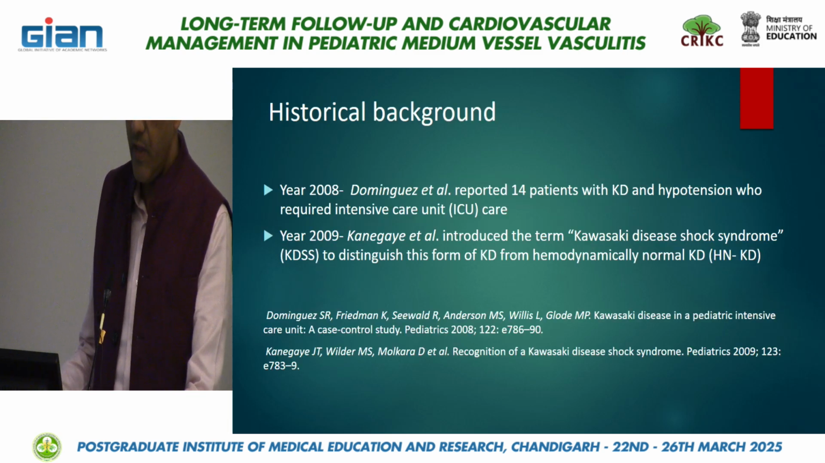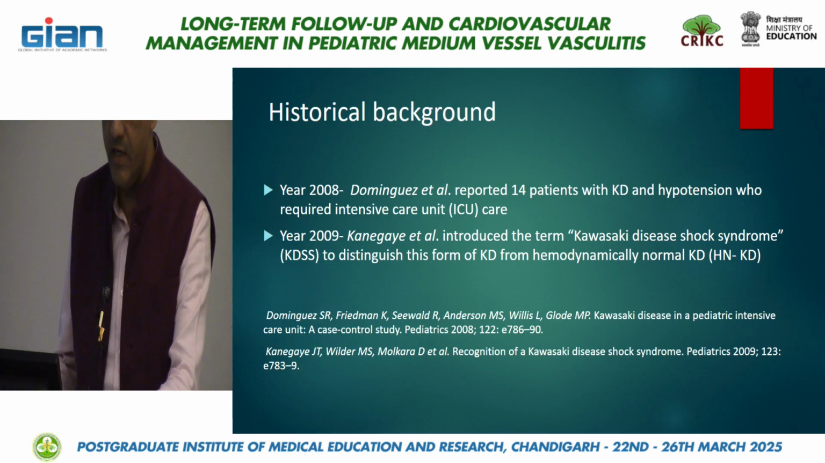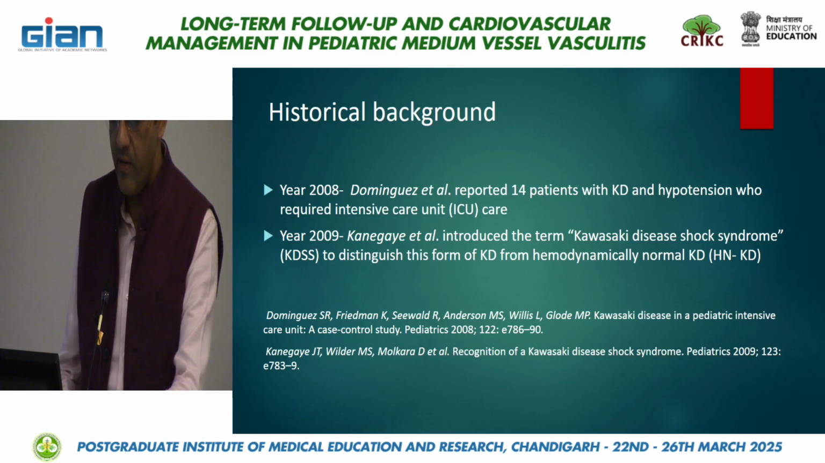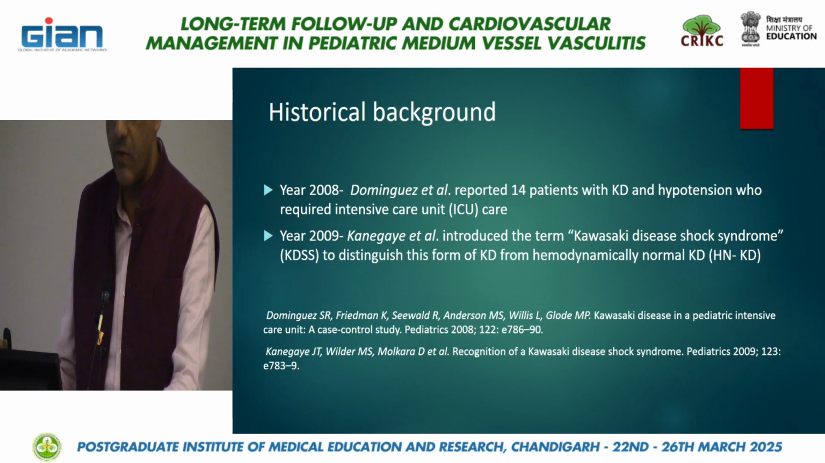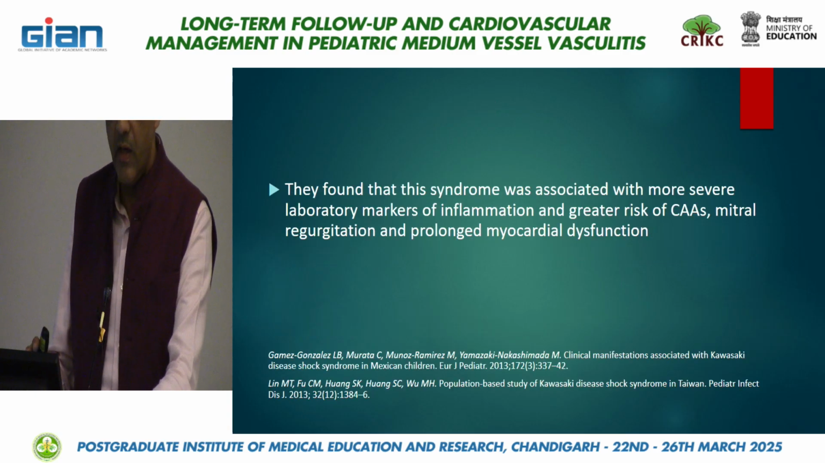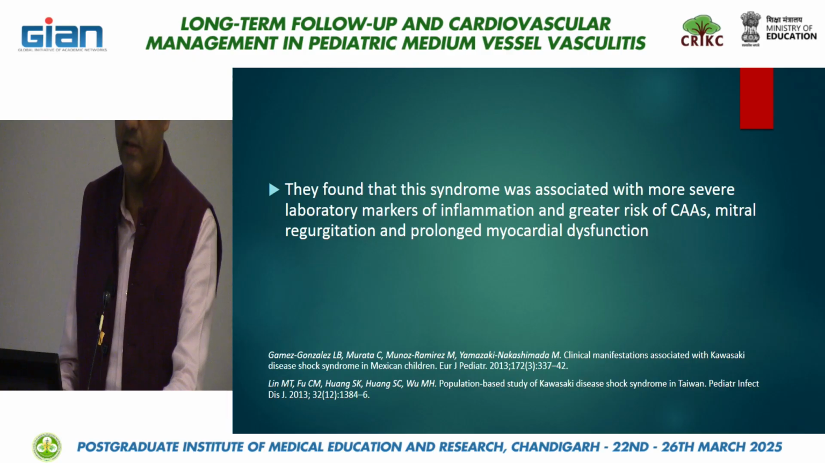Going to history, it was first recognized in 2008 by Dominguez et al., who reported 14 patients with KD who had hypotension and required management in ICUs. Then in 2009, Kanegaye et al. introduced the term Kawasaki disease shock syndrome for the first time to distinguish this entity from hemodynamically normal Kawasaki disease. They found that patients with this syndrome had more severe laboratory markers of inflammation and a greater risk of coronary artery abnormalities, including mitral regurgitation and prolonged myocardial dysfunction.